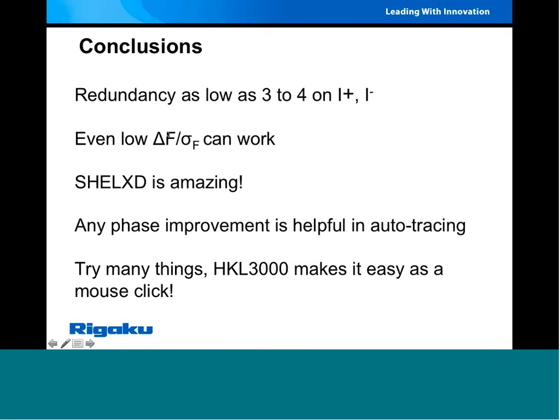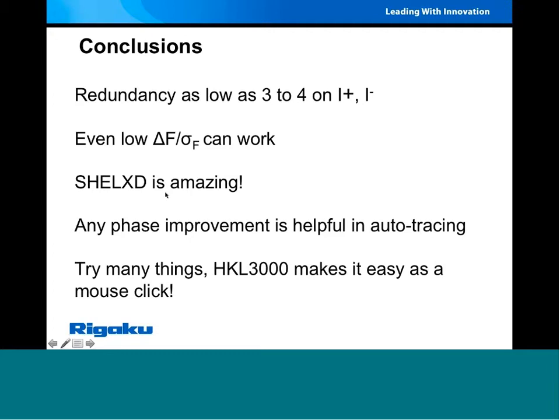The conclusions from this data, and I didn't show the thaumatin, I didn't have time, are that you can have redundancy as low as 3 to 4 on I+ and on I-. Even low delta F over sigma F can work. The glucose isomerase kind of shows that. Some of the rules of thumb, like you must have correlation coefficient above 30 or whatever, it's not quite true.